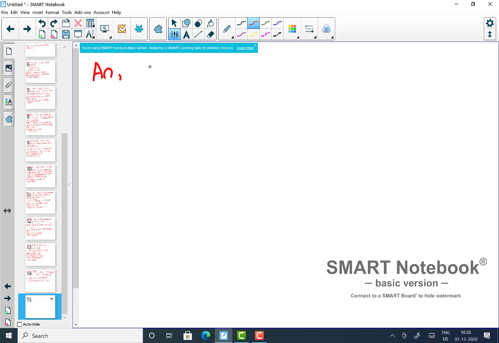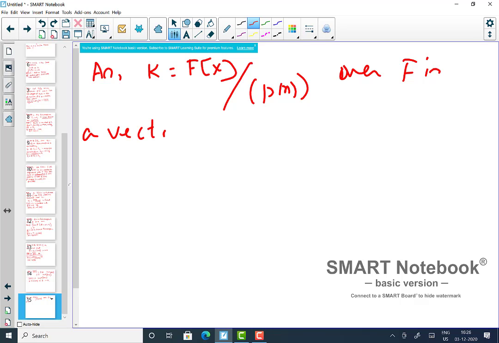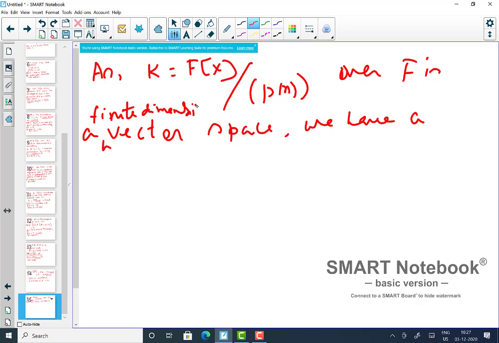Because K over F is a vector space. It's not only a vector space, but actually finite. We will show that this is a finite dimensional vector space. We have a basis of K over F.